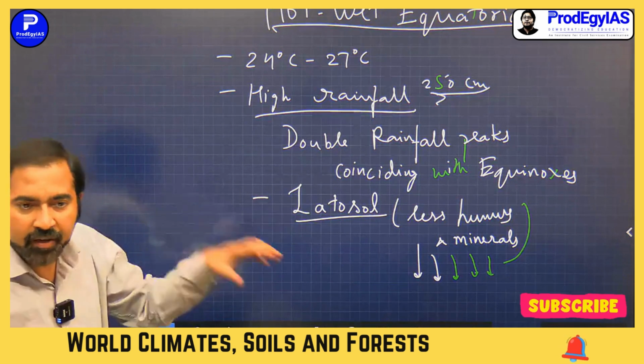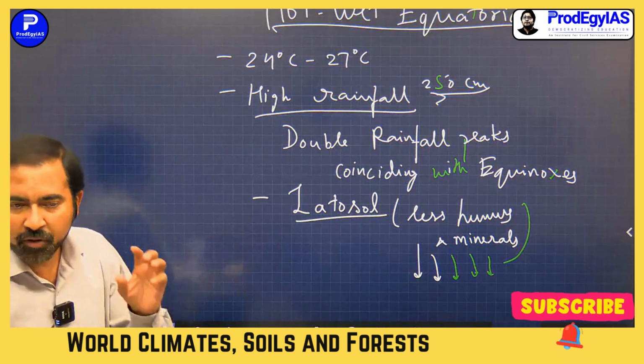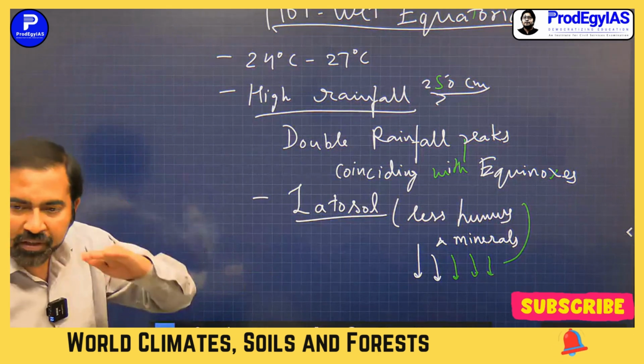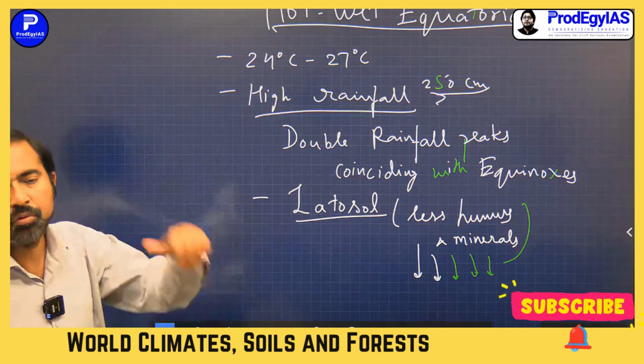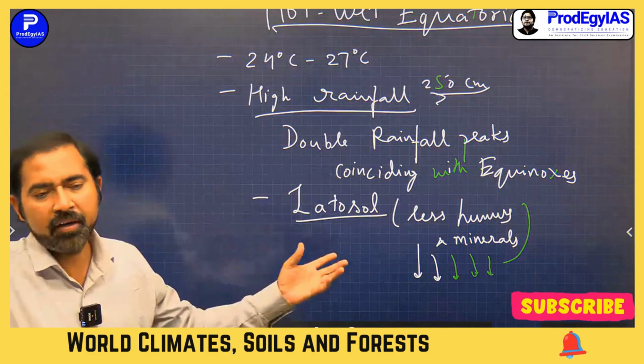It is hot and it is wet. Both are favorable for humus formation, but they are not found in the upper layers. They go down to the lower layers. That is why in the upper layer it is not so fertile.